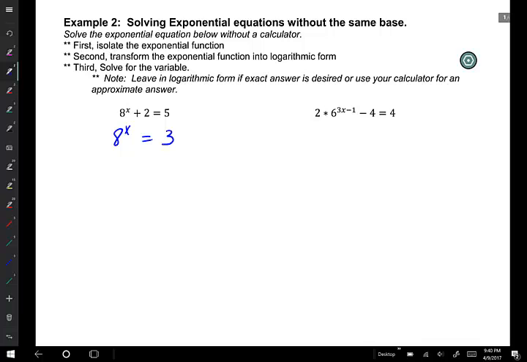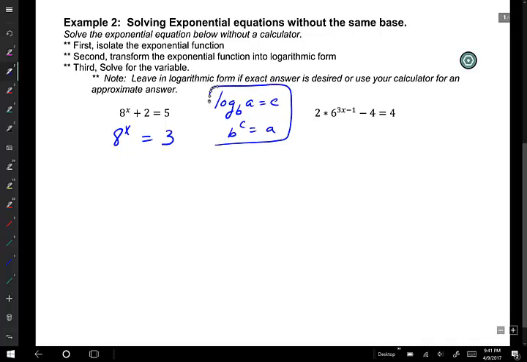Just as a little reminder, let's put our logarithm transformation. Log base b of a equals c. Therefore, b to the c equals a. There's our little transforming equation if you've forgotten that. So here we're going to have log base 8 of 3 equals x.